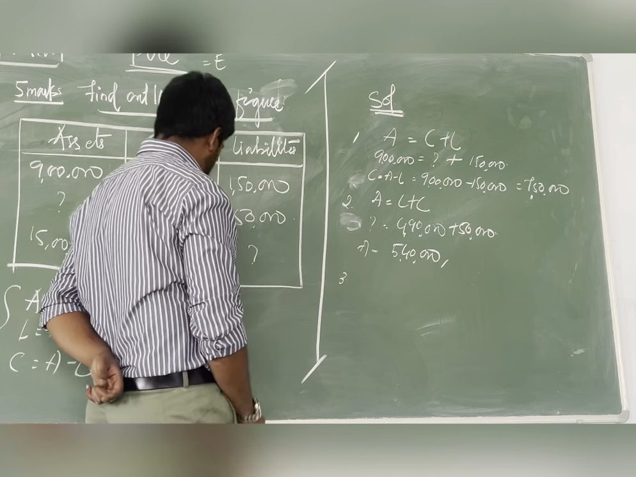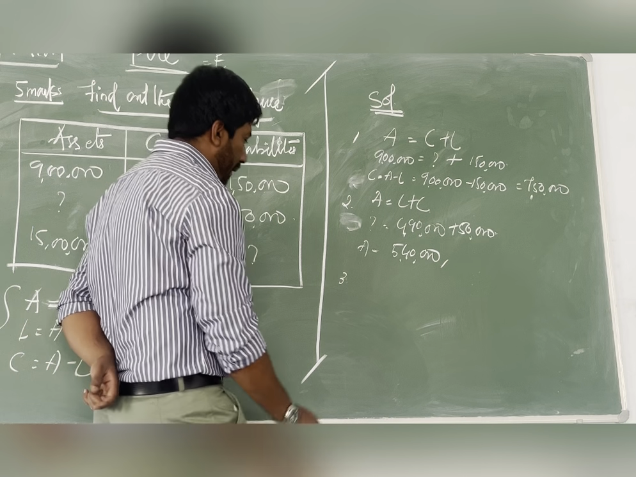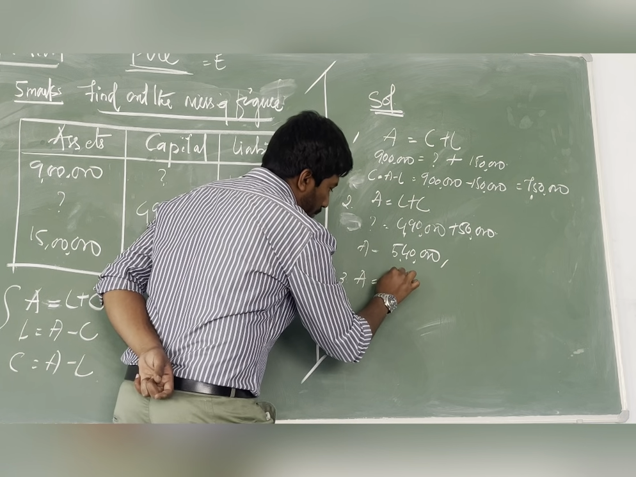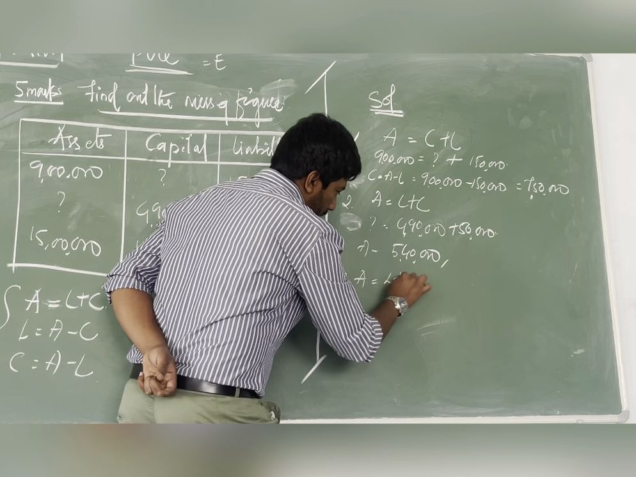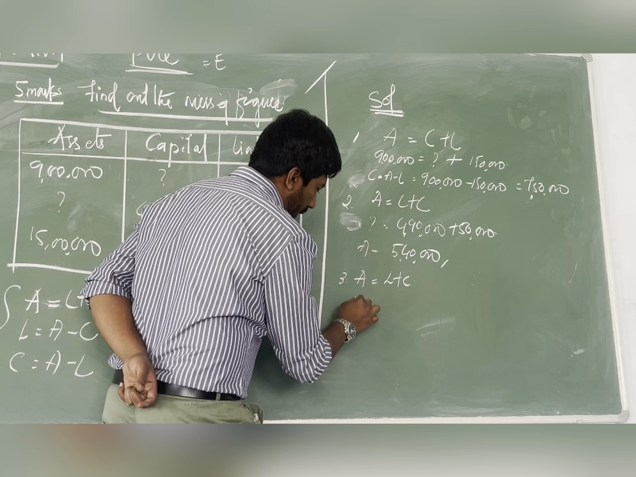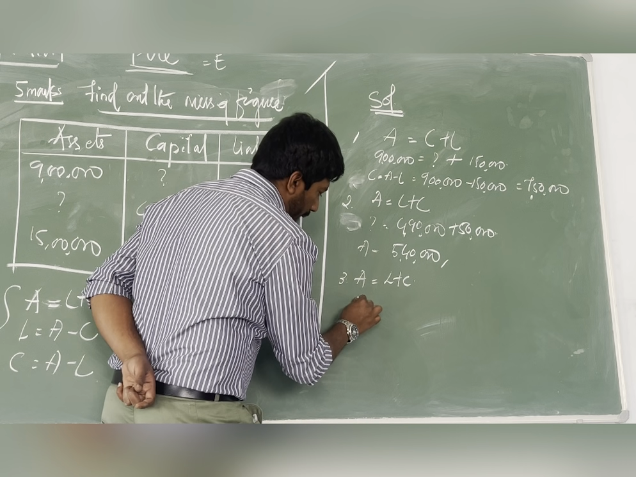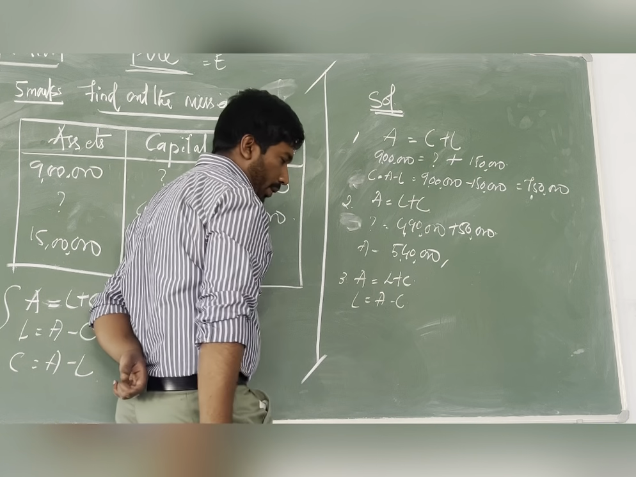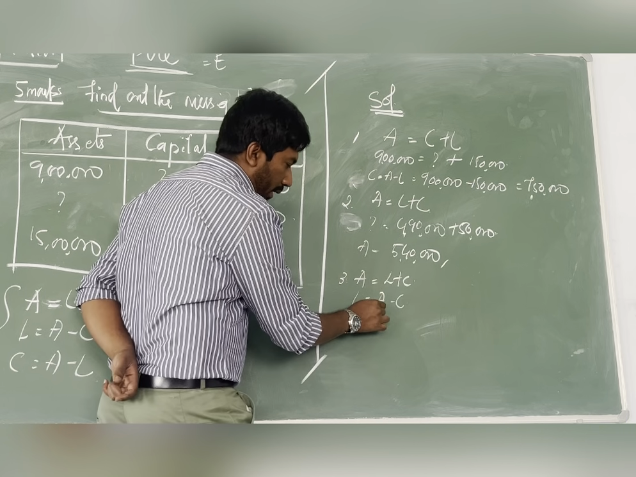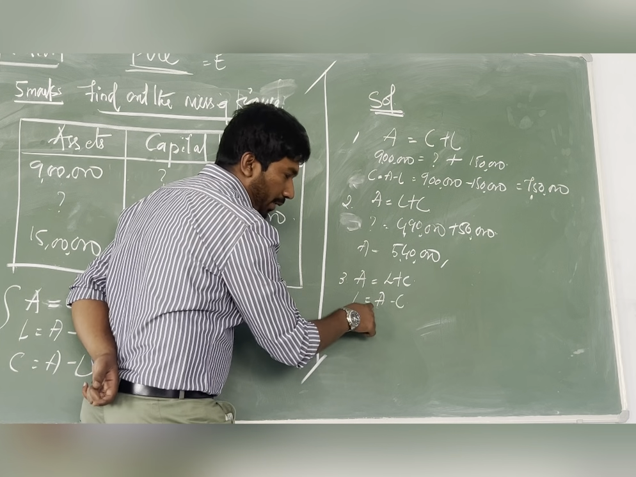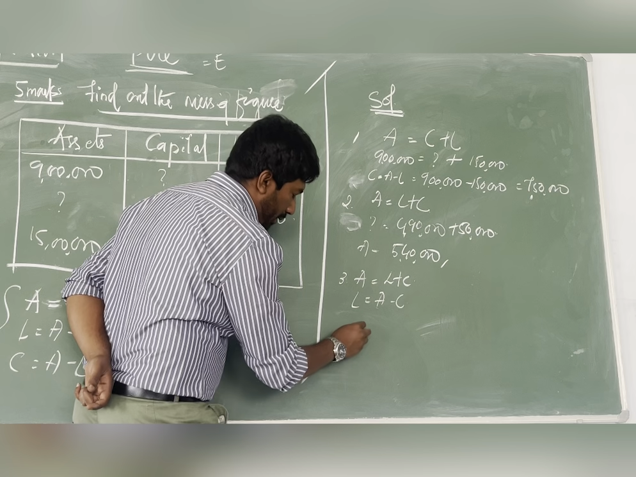And the third equation is where liability is not given. So again we will use the same, A is equal to L plus C. Okay. So here what is missing? L is missing. So if you want to find out L, L is equal to A minus C. Okay. We will take A all the time first because A's value will be more. If you take C first, you will get a minus answer.